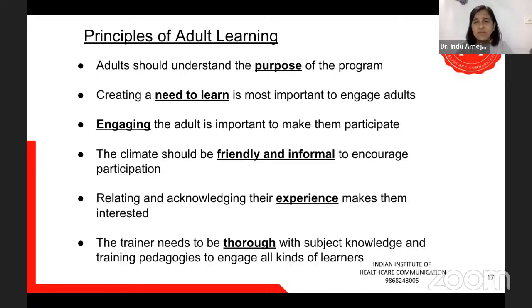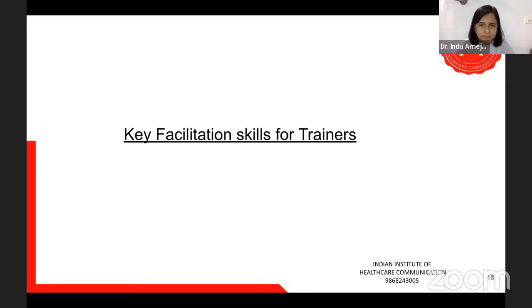Trust takes time. People will take time to trust you. People will take time to even believe that, okay, this makes sense or this is going to help me. And they may ask you questions that can be challenging or disputing your opinion. So you have to be really thorough with your subject knowledge.